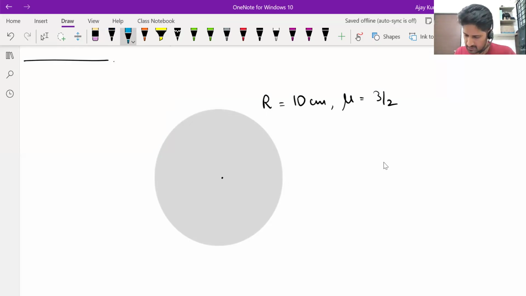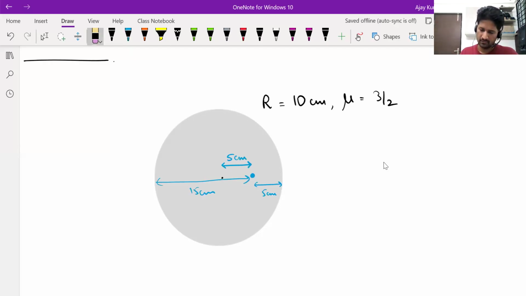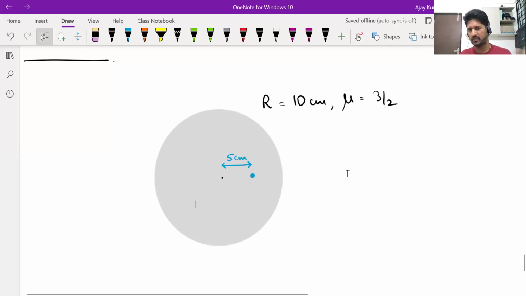The particle is present here. Where exactly? 5 centimeters from the center of the glass sphere. That is its actual distance. So from this surface, it is at 5 centimeters actually, and from the opposite side, it is at 15 centimeters actually. But when you look at that particle from outside, assume there's an observer on the left side and an observer on the right side.